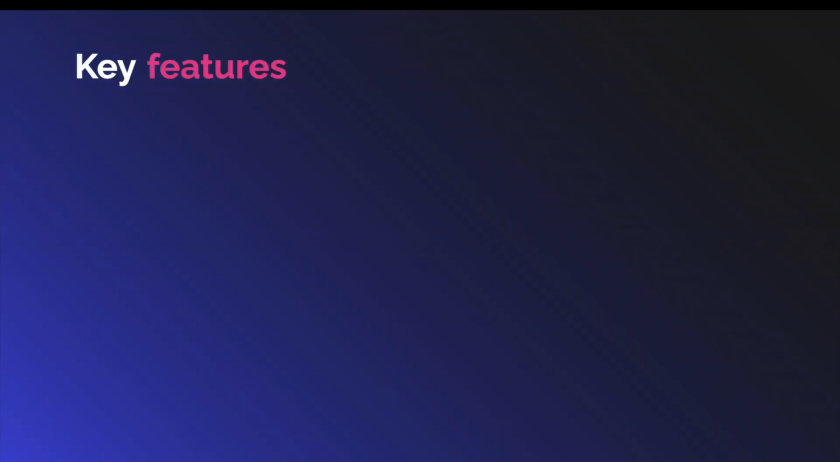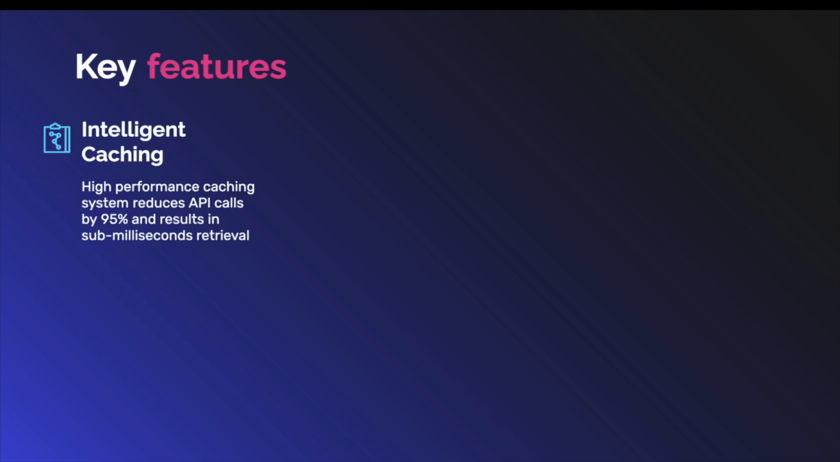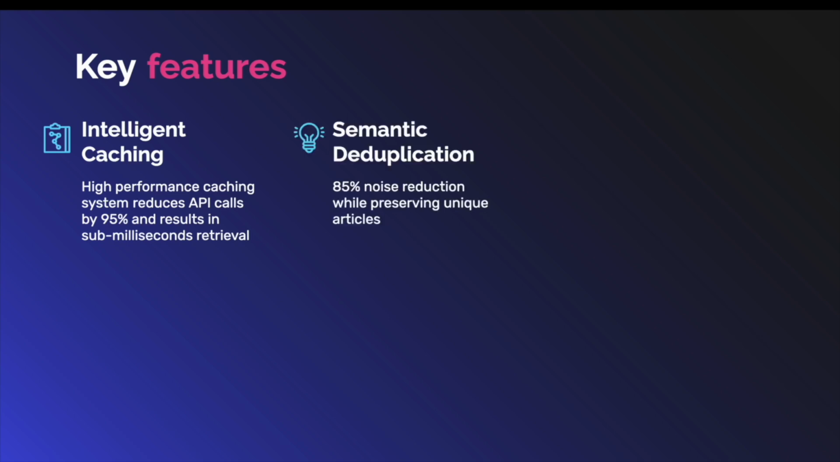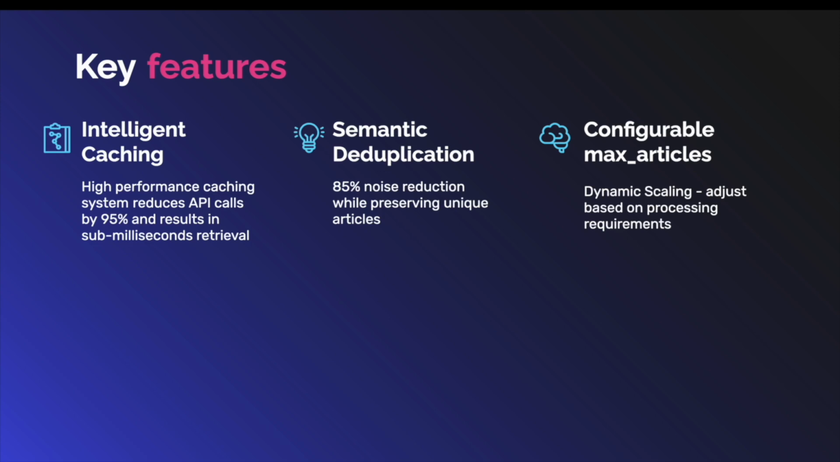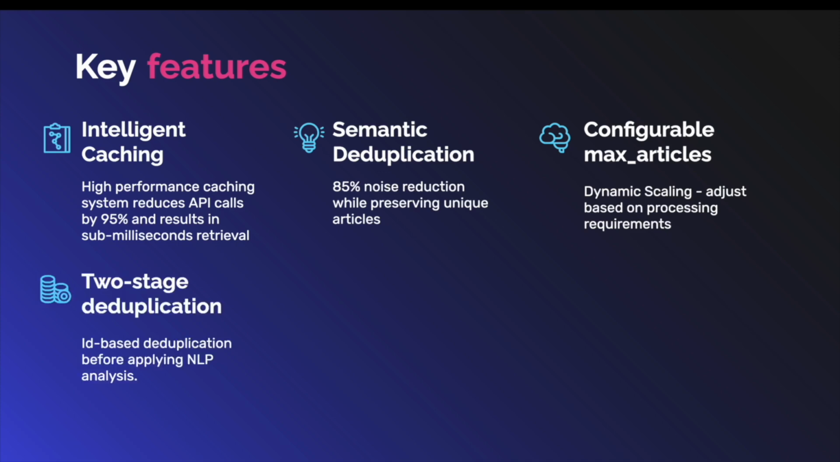The key features of the backend system are intelligent caching, which reduces the API calls by 95% and leads to high performance. The data is retrieved in sub-milliseconds. Semantic deduplication reduces noise by 85% and also preserves unique articles. The configurable max articles parameter allows for dynamic scaling and you can adjust this value based on your processing requirements.